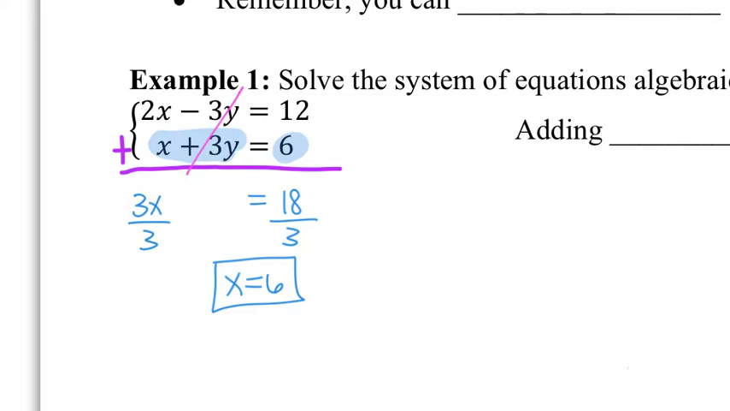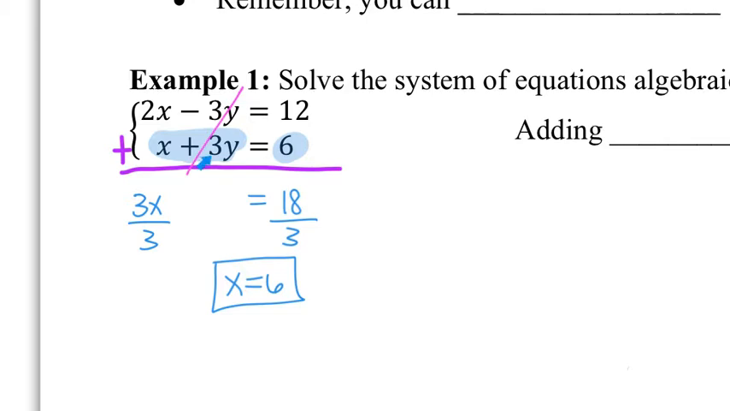Wow, how easy was that? Why didn't you show us this before, Miss Booten? Well, here's the deal. They're not always going to be set up like this. In this section, they are mostly set up really nicely for you. And what I mean by that is when you add, something is going to eliminate.